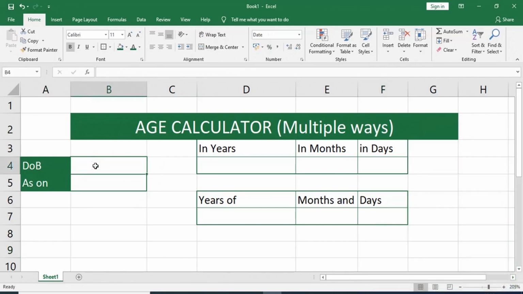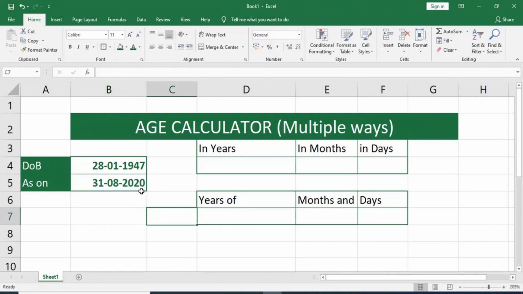And here I'm going to enter the date of birth as 28th January 1947, and today here I'm going to enter the date as 31st of August, that is 2020.